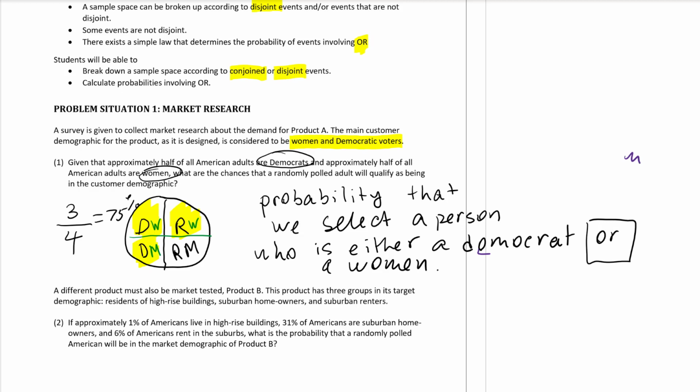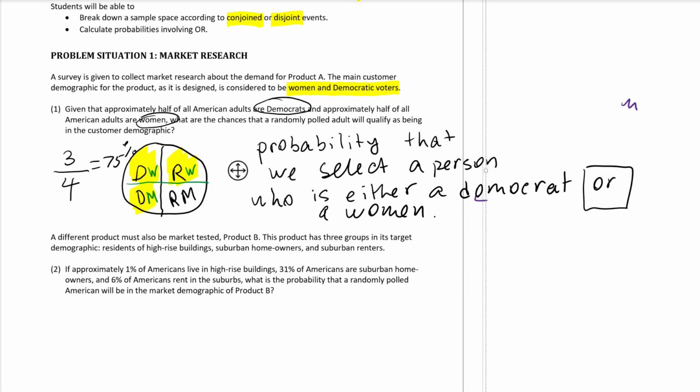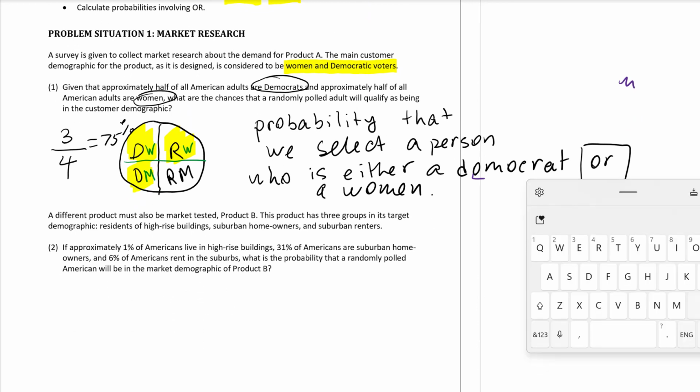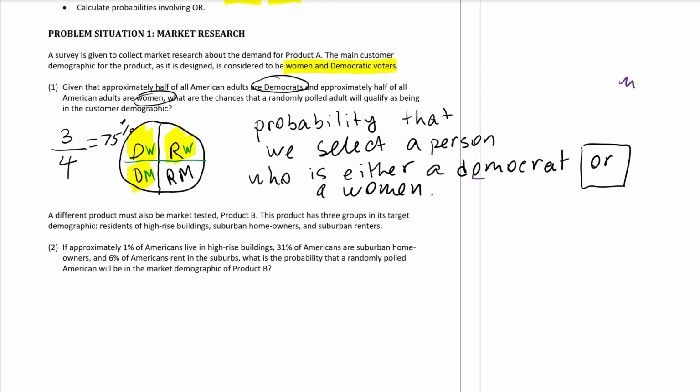Moving on, a different product must also be market tested. That product is product B. This product has 3 groups in its target demographic: residents of high-rise buildings, suburban homeowners, and I will also change this to an or, suburban renters. So if you fit in any of these categories, then this is who you're targeting your product to.